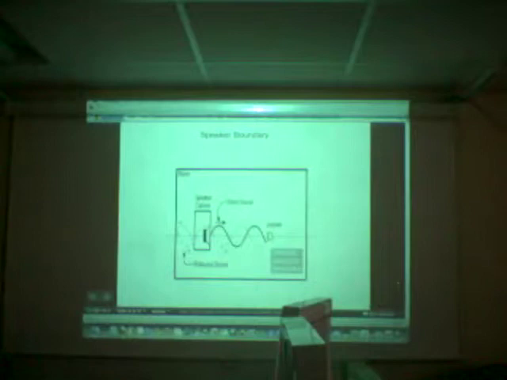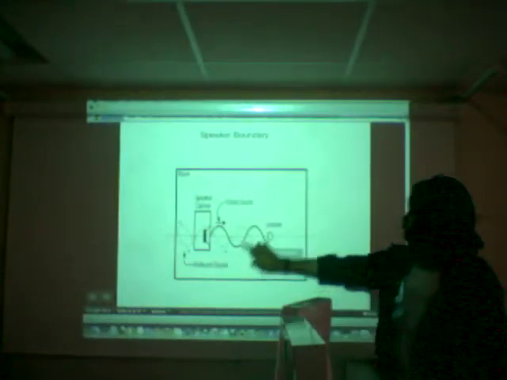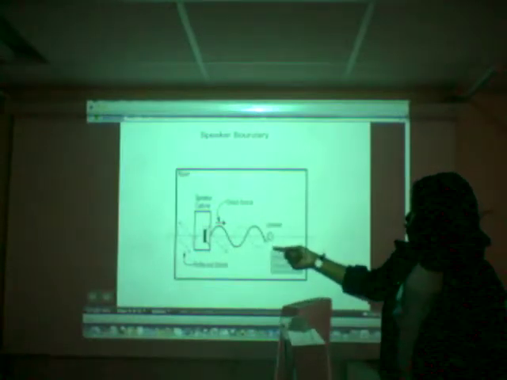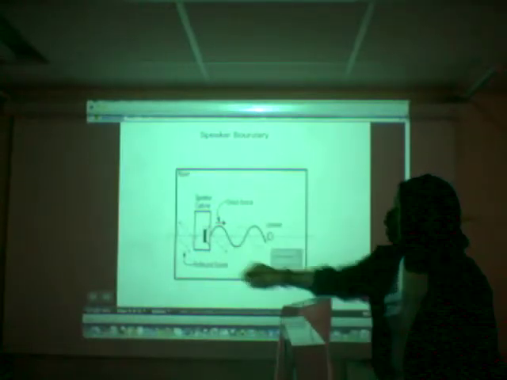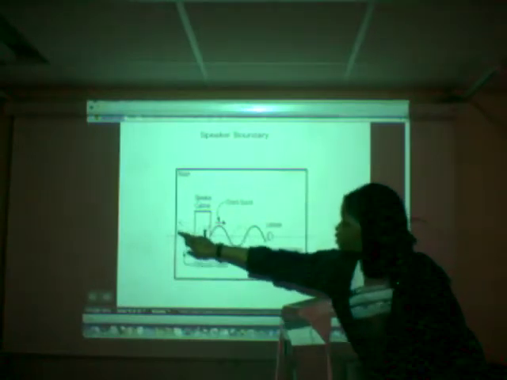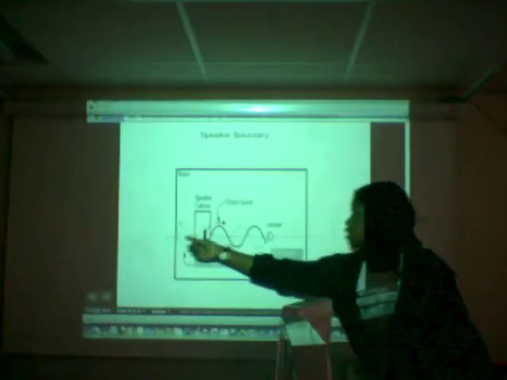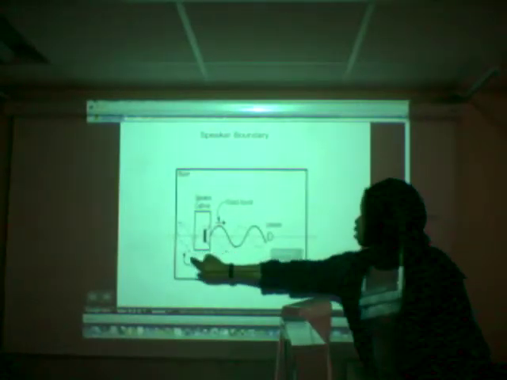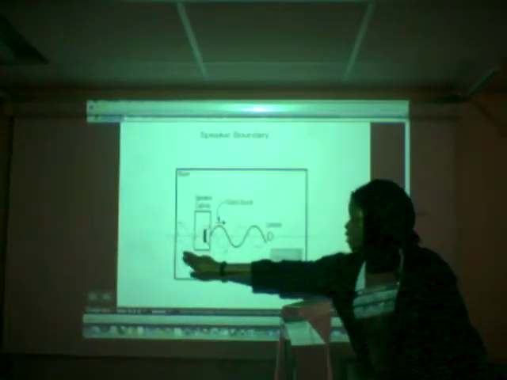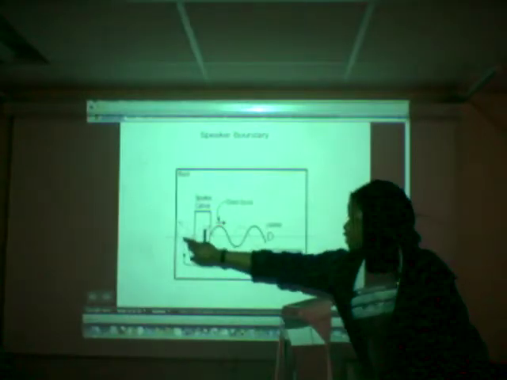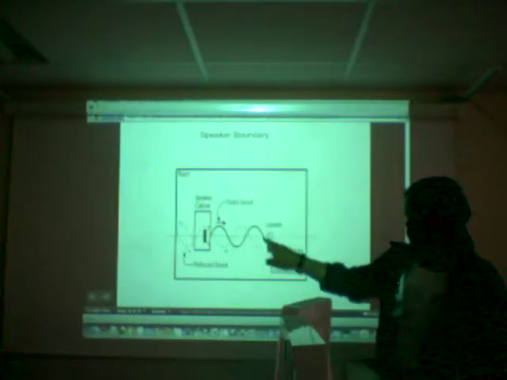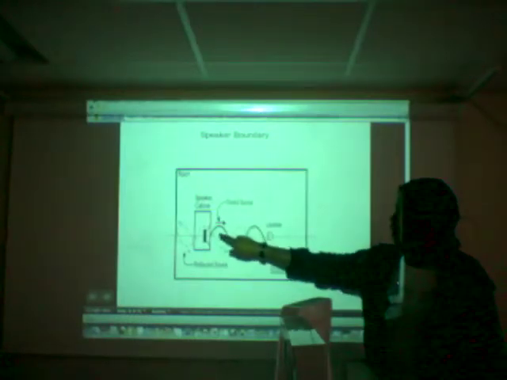So if we look at this diagram, this thick black line is the direct sound, and this is you listening to your speakers very closely upon it. And these are the reflections bouncing off the walls and then coming back. So if the distance between your walls and the speakers is such that the reflections bounce off and join with the direct sound, it will create a standing wave.